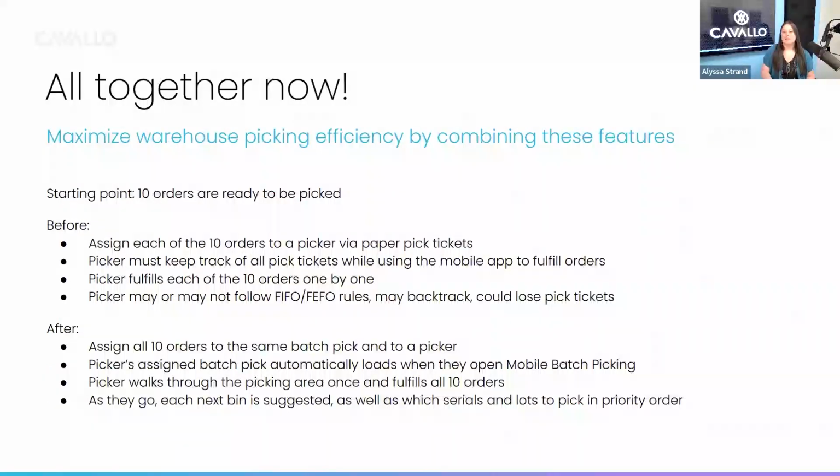So it can't be said enough. Picking assignments, directed picking, and batch picking are all powerful tools, and you can really maximize your warehouse picking efficiency by combining them. Eliminate paper pick tickets by leveraging picking assignments within the system, and automate those assignments so that you don't need to spend time doing that manually. Make sure your pickers know what to work on and where to go so they can ship orders quickly and accurately, while following business rules around which orders, serials, and lots to pick first. And pick more than one order at a time to really maximize each trip through the warehouse.